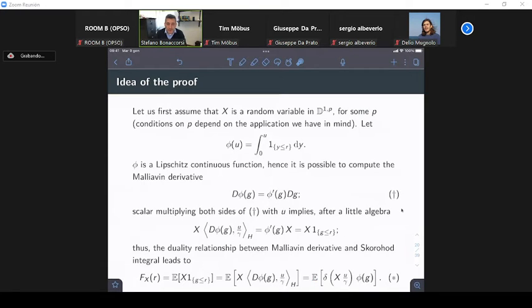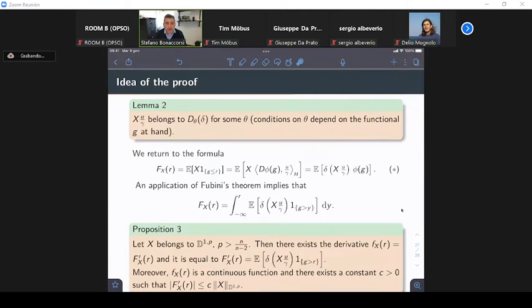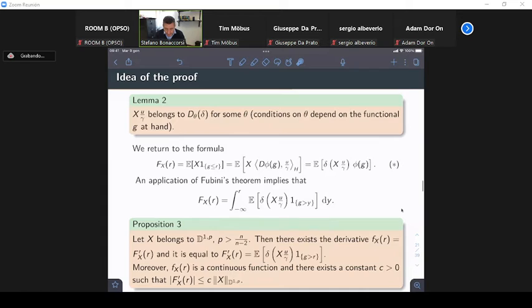It can be used in order to prove the existence of the density for G. Then once you do this for x equal to 1, you return to the general case for general x, and you prove that also x times u over gamma belongs to the domain of the square root integral for some parameter theta, a value theta that depends on g and p that was given before.